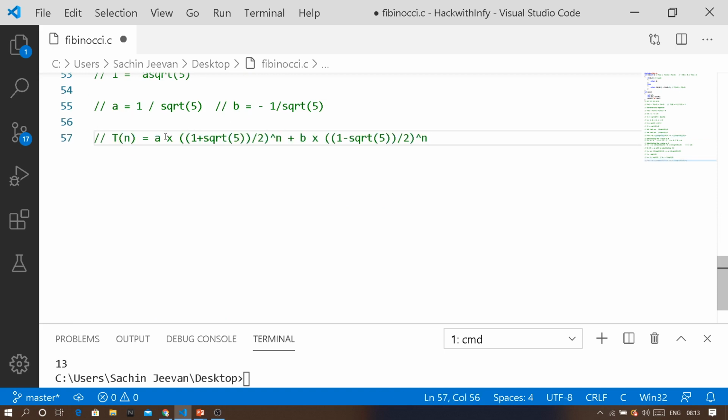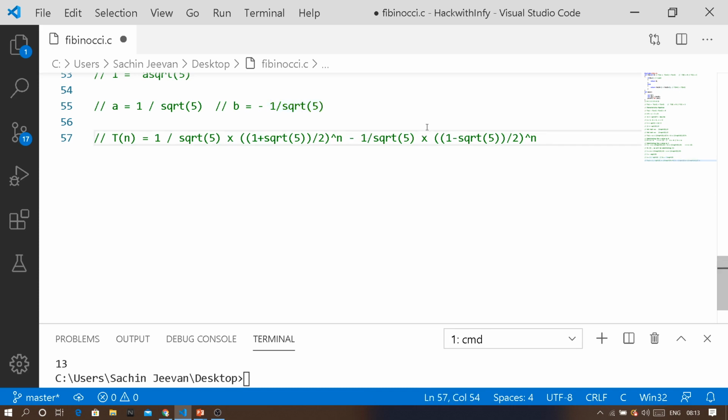So what is the value of a? A value is 1 divided by square root of 5. So we will take 1 divided by square root of 5 multiplied by 1 plus square root of 5 divided by 2, the whole power n, plus, what is the value of b? B value is minus 1 divided by square root of 5. So instead of b, start substituting minus 1 divided by square root of 5.